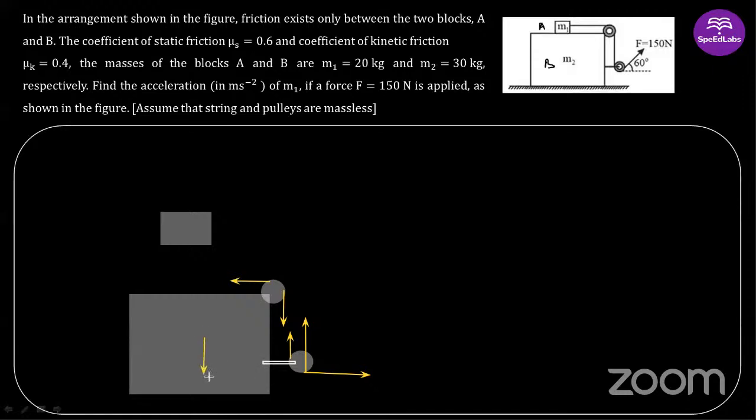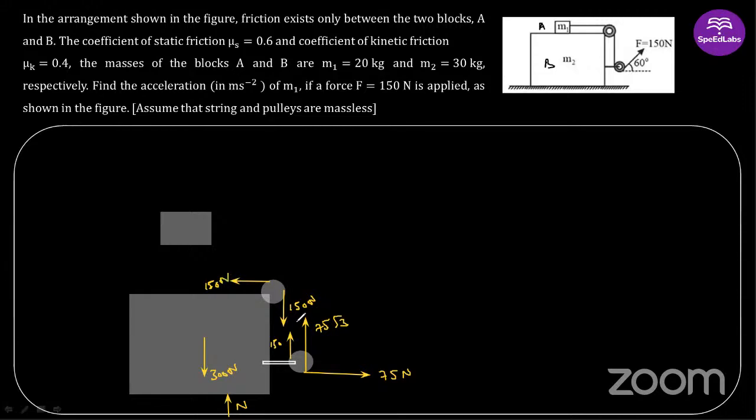Apart from that, there is mg and there is a normal force. This is m2g, and then there is a normal force on this block, right? So let us consider all these forces. mg is basically, this is 30 kg, so this is 300 Newton. This is a normal force. This is 150. This is also 150 Newton. This is 150 cos 60. Cos 60 is half, so this is just 75 Newton. This is 150 sin 60, so root 3 by 2, so it is 75 root 3. And this is again 150 Newton.